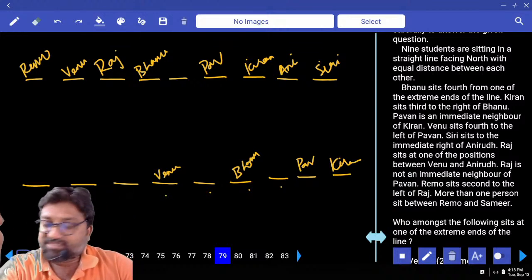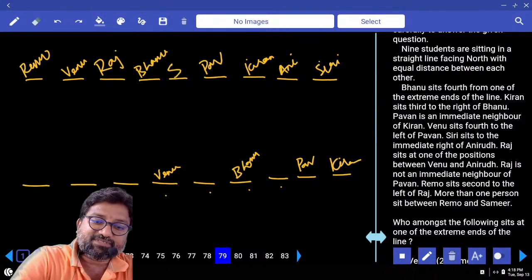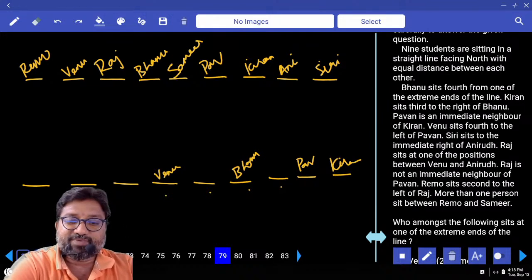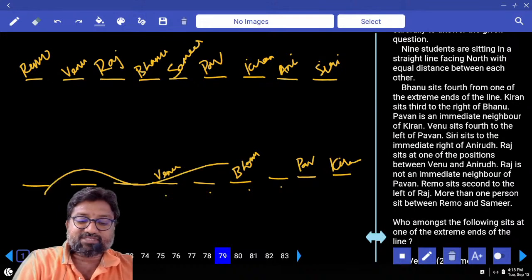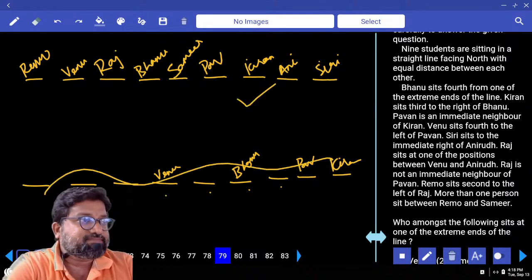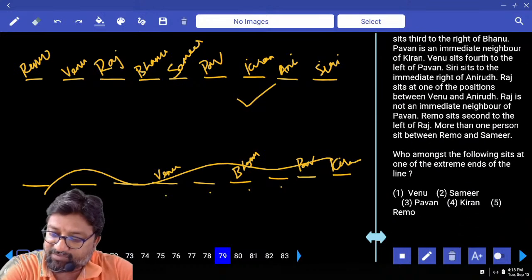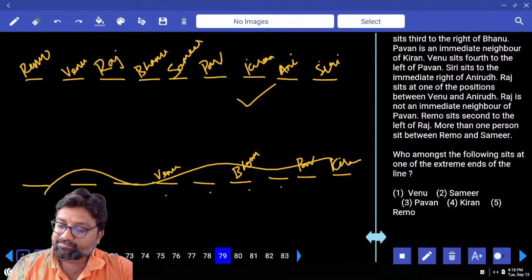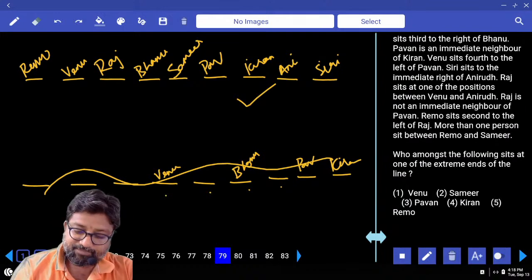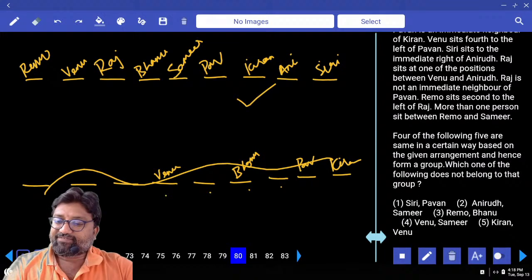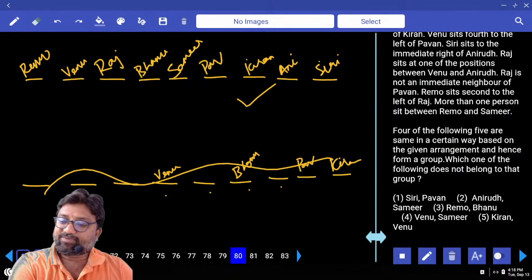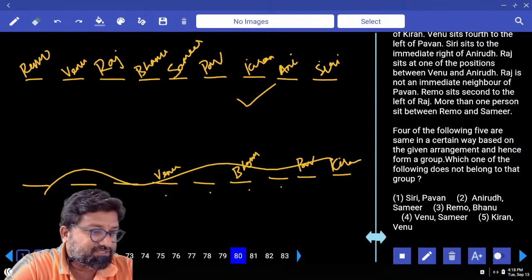More than one person sits between Remo and Samir. Samir, more than one person. Right or wrong? Right. Done. Who amongst the following sits at one of the extremes of the line? Four out of the following five are alike. Which one does not belong to the group?